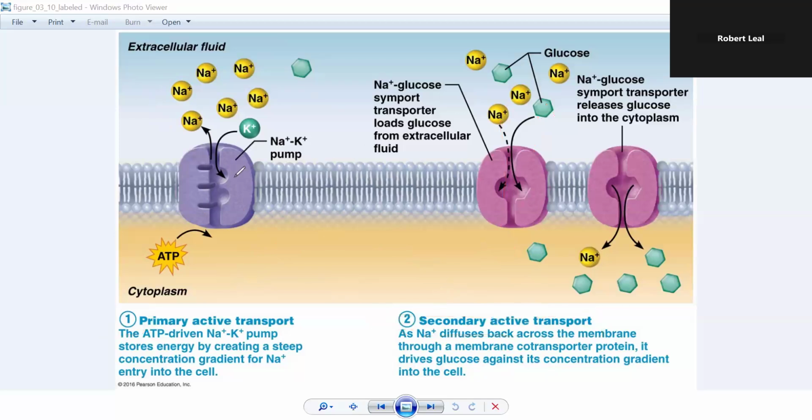So when you create a concentration gradient, you can have ions, in this case sodium and potassium, just naturally go down their concentration gradient from high to low in this scenario number 2. And they refer to that as secondary active transport because no energy is expended here. It was actually expended in scenario number 1.